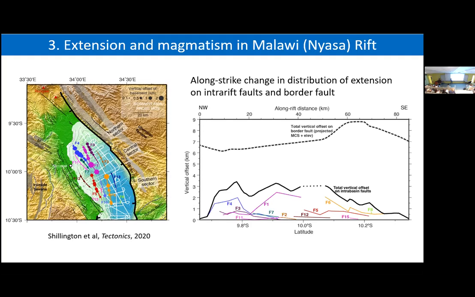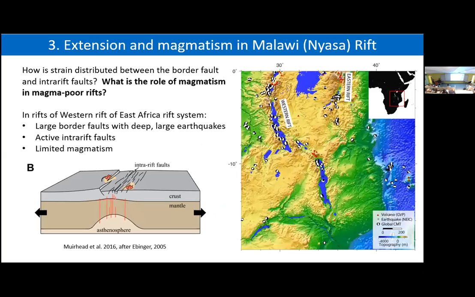Whereas as you go north, and the orientation of the rift changes, and we have these fabrics that are oblique to the rift, we have more faults, more of the deformation is accumulated on these intra-rift faults with respect to the border fault. So both those scales of heterogeneity are influencing the distribution of extension in a more detailed way.